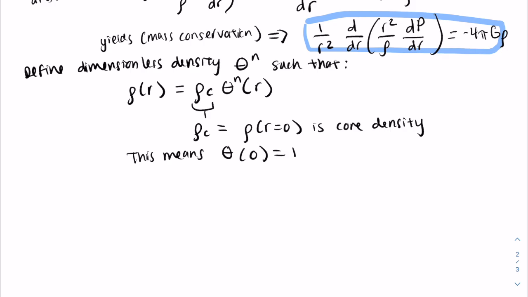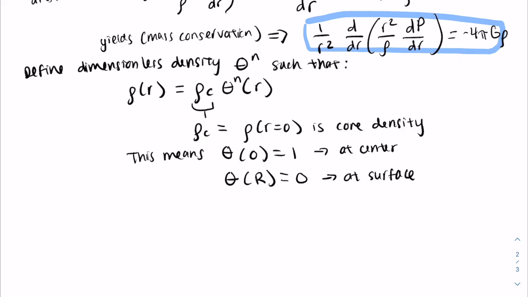And we're going to define this dimensionless density such that at the center of the star it's going to be 1, and then at the radius of the star, radius R, this dimensionless density theta is going to be 0 at the surface of the star.